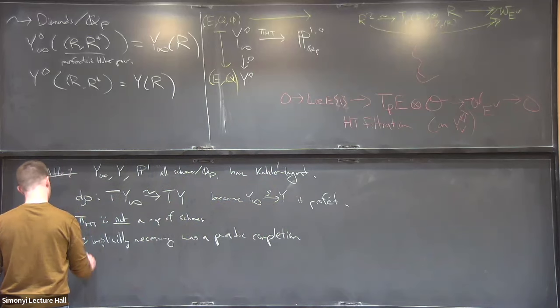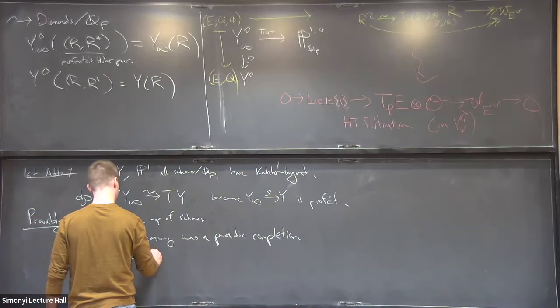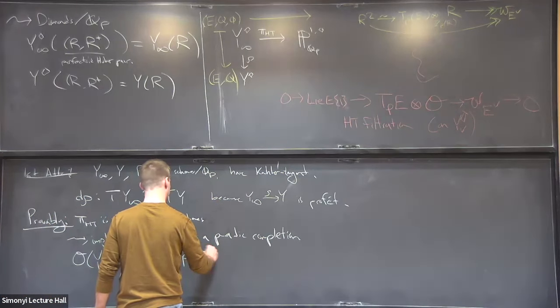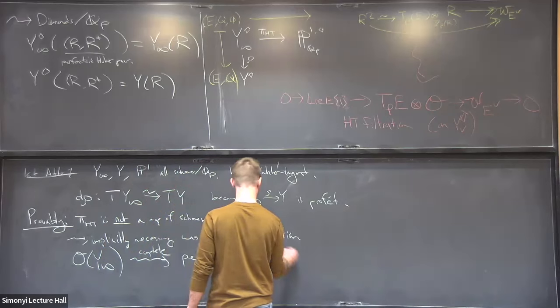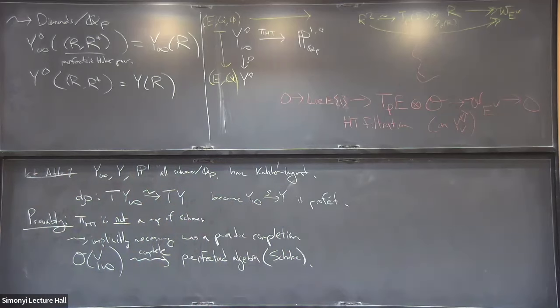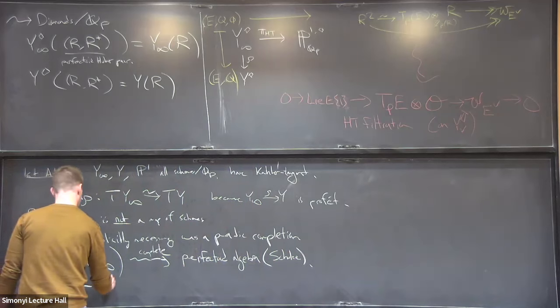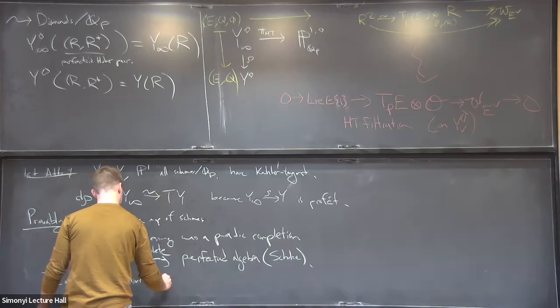But when you look at this ring O of Y infinity, the scheme-theoretic functions, and you complete, it seems vague, but basically you get a perfectoid algebra, or at least any affinoid piece gives you a perfectoid algebra. But this is bad because some perfectoid algebras don't have continuous derivations, so there are no continuous derivations on a perfectoid algebra.